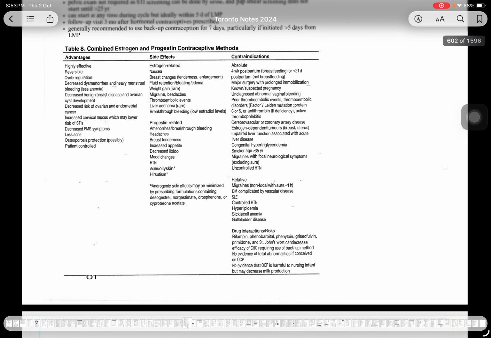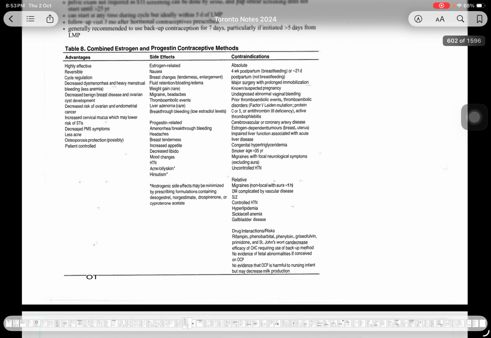Side effects are estrogen related side effects like nausea, breast changes like tenderness, enlargement, fluid retention, bloating, edema. Weight gain is a rare one, but it is a possibility. Migraine, headaches, thromboembolic events, liver adenoma, or breakthrough bleeding, low estradiol levels. Progesterone related are amenorrhea, breakthrough bleeding, headaches, breast tenderness, increased appetite, decreased libido, mood changes, hypertension, acne, oily skin, hirsutism.